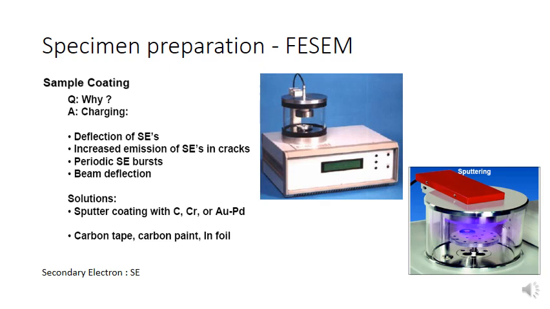To prepare your specimen or sample, under some conditions we need to use a coating. We use the coating to avoid charging. To avoid charging, you can use sputter coating with carbon, chromium, gold or palladium. You can also use carbon tape, carbon paint, and foil. The main reason for charging is the deflection of secondary electrons.